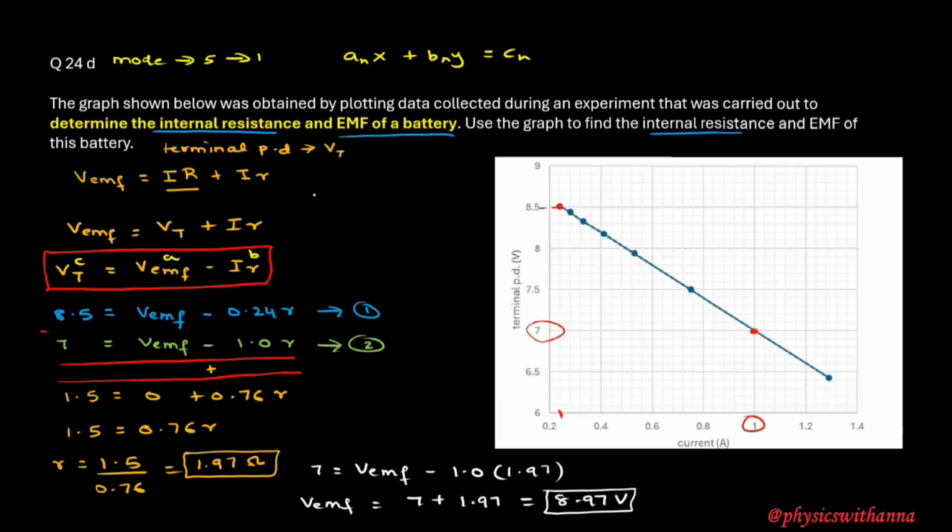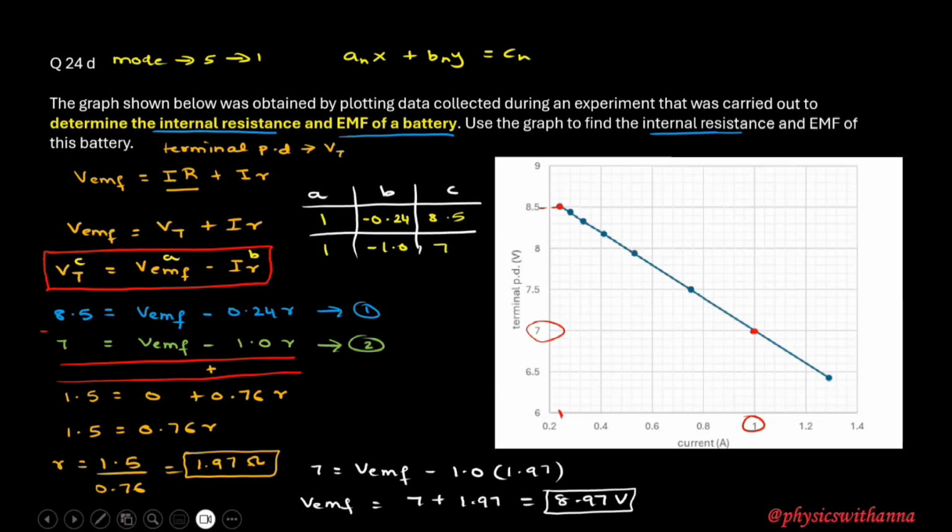So we can make a table here for A, B and C. So from the first equation, coefficient of V EMF is 1. Coefficient of r is negative 0.24. Constant is 8.5. From the second one, again coefficient of V EMF is 1. For r, minus 1 and constant 7. You can put these values in the calculator to find V EMF and r.